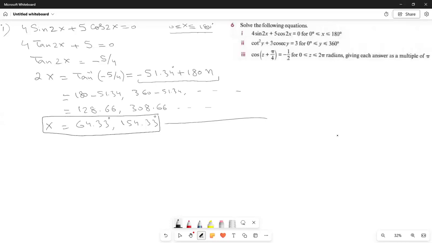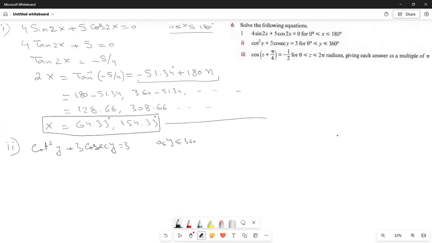Now let's do part 2. Part 2 is a bit challenging. I will need more space, but I will show you how to do it basically. It says cotangent square y plus 3 cosecant y is equal to 3. And I need to find the solution where y is between 0 and 360 degrees.